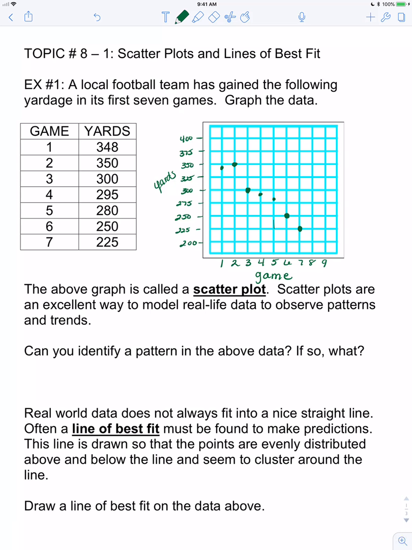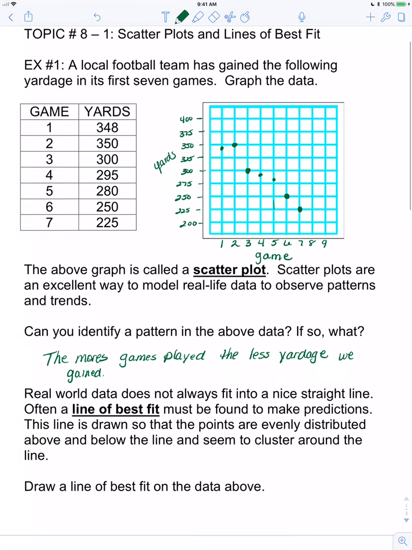Okay, so do we see a pattern here? What's going on? What is our pattern? What could we come to as some kind of conclusion? The more games we play, what happened to our yardage? Well, we could say the more games, then the less yardage we gained. And that's just a prediction. So then you could say, well, in game 8 or game 9, we might even do less than 225. We might be around 200. So that's what you could expect out of that.